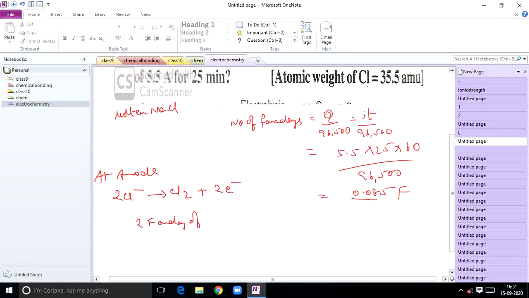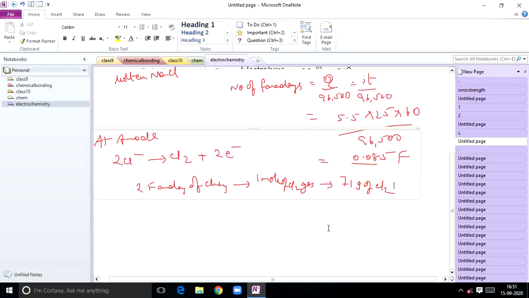2 Faraday of electricity will give 1 mole of chlorine gas. 1 mole of chlorine gas means 71 grams of chlorine. So for 2 Faraday, 71 grams of chlorine. So 2 Faraday of electricity equals 71 grams of chlorine.